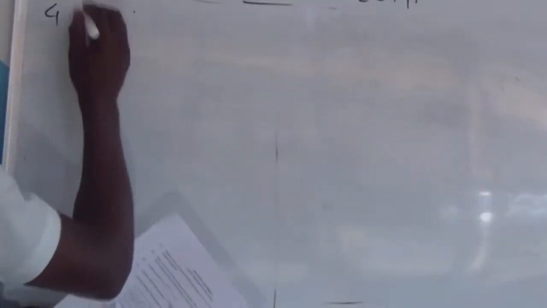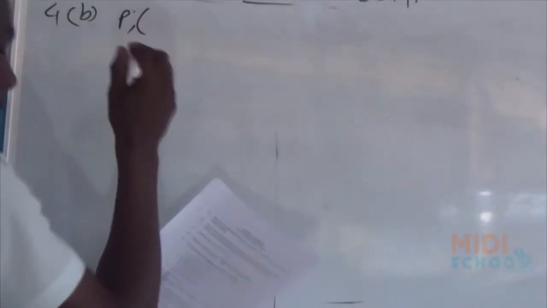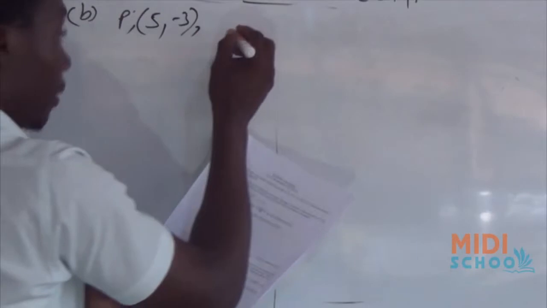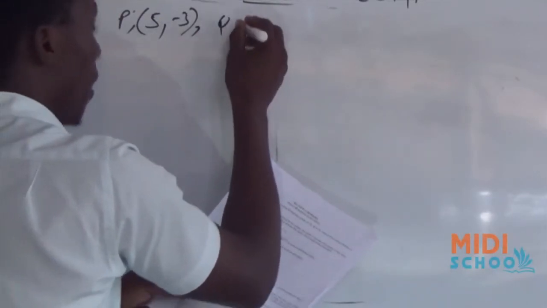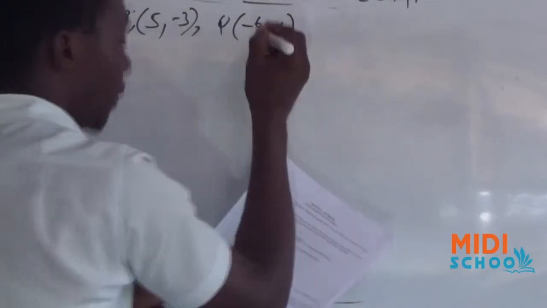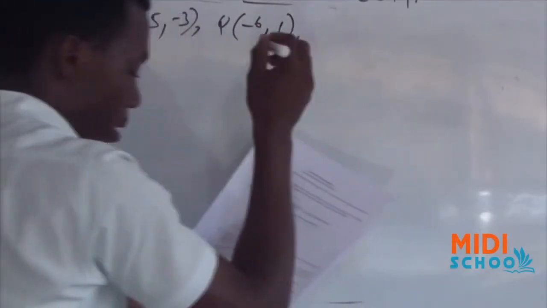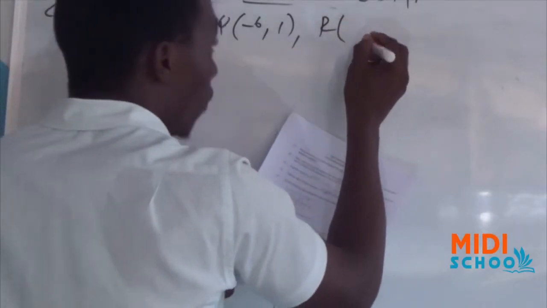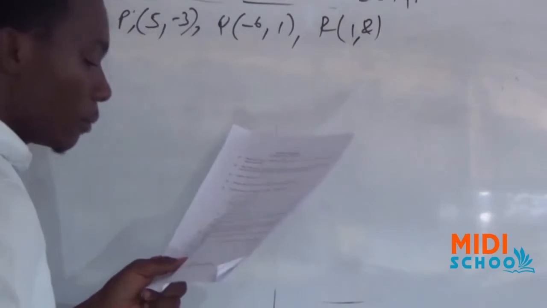Question 4b. It said that the points P, Q, and R are given. We were given point P, which is equal to (5, -3). Point Q is (-6, 1), and R is (1, 8), respectively.